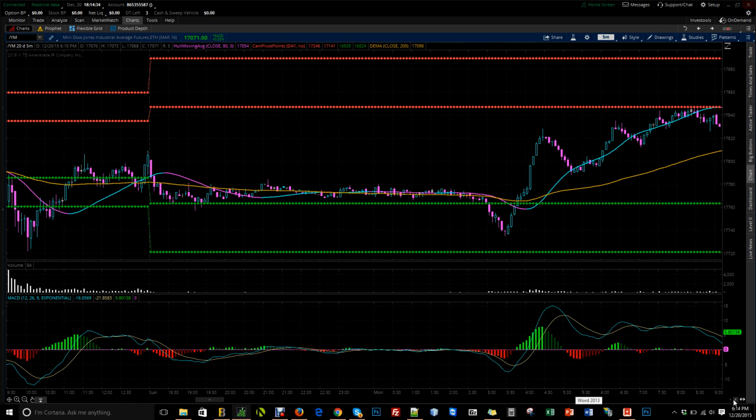8:30, 9 o'clock. Okay, showing a sell on the MACD. We're showing a sell on the Hull moving average. We're toward the top of the mid pivots there. Okay, I think price will come down possibly to that 200 moving average, or maybe even to the bottom of these pivots.